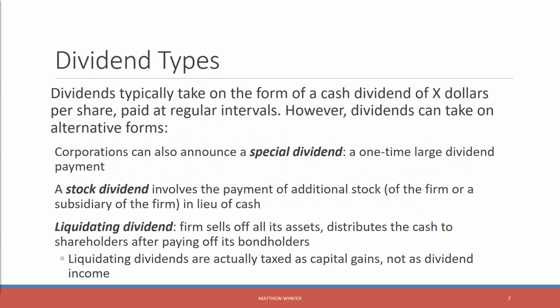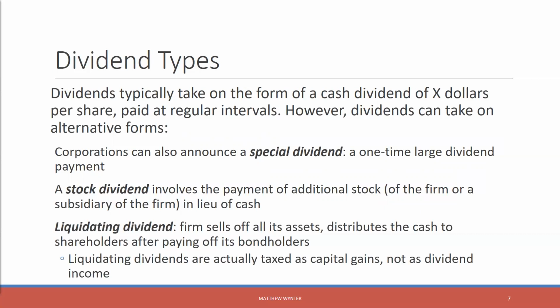There are different types of dividends. Dividends typically take on the form of cash of X dollars per share paid at a regular quarterly interval. However, sometimes dividends can take different forms. Companies can announce a special dividend, which is basically a one-time large dividend. There's also a stock dividend.